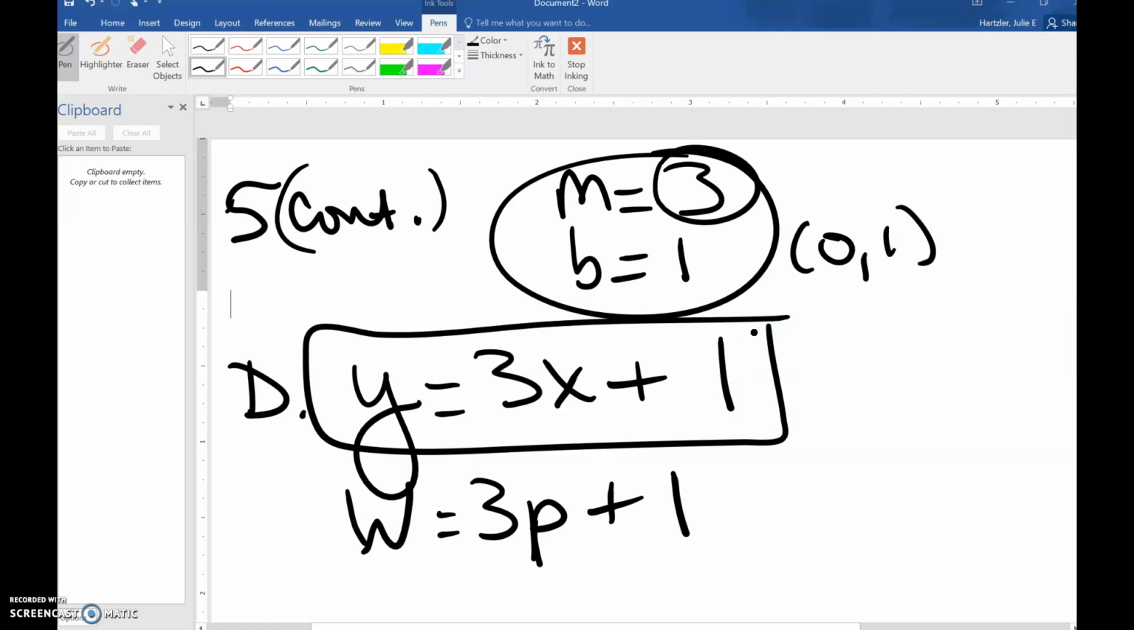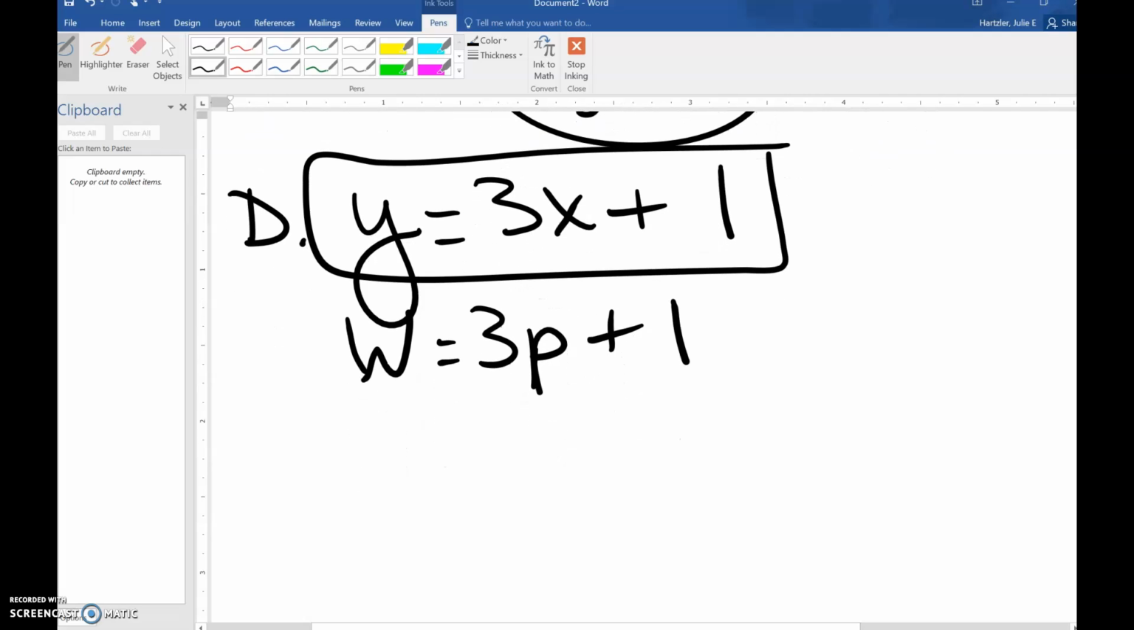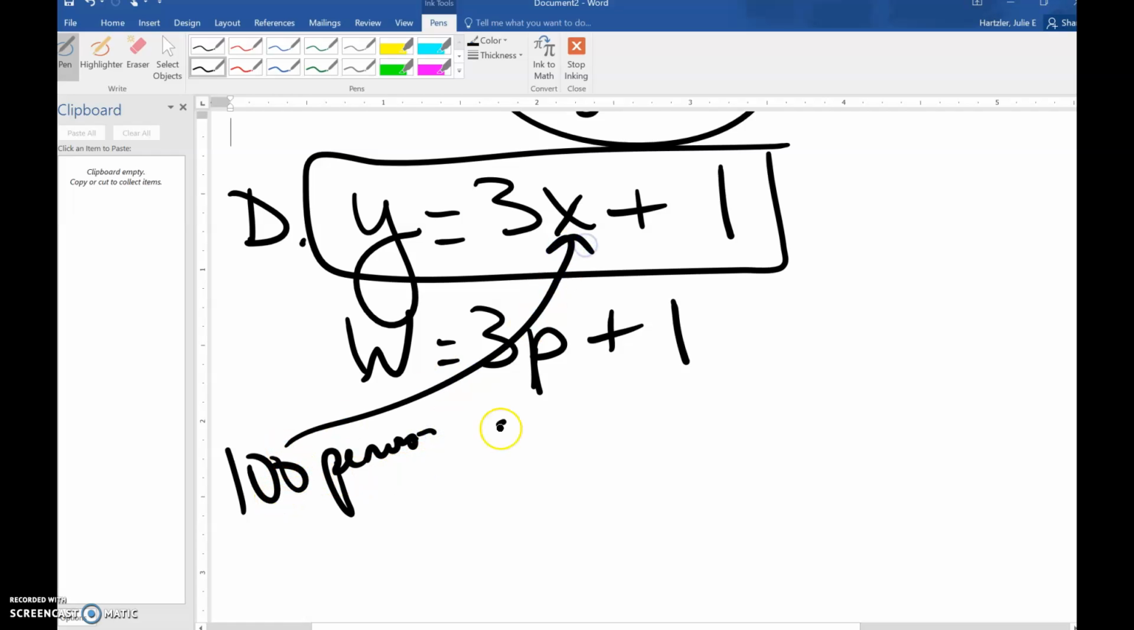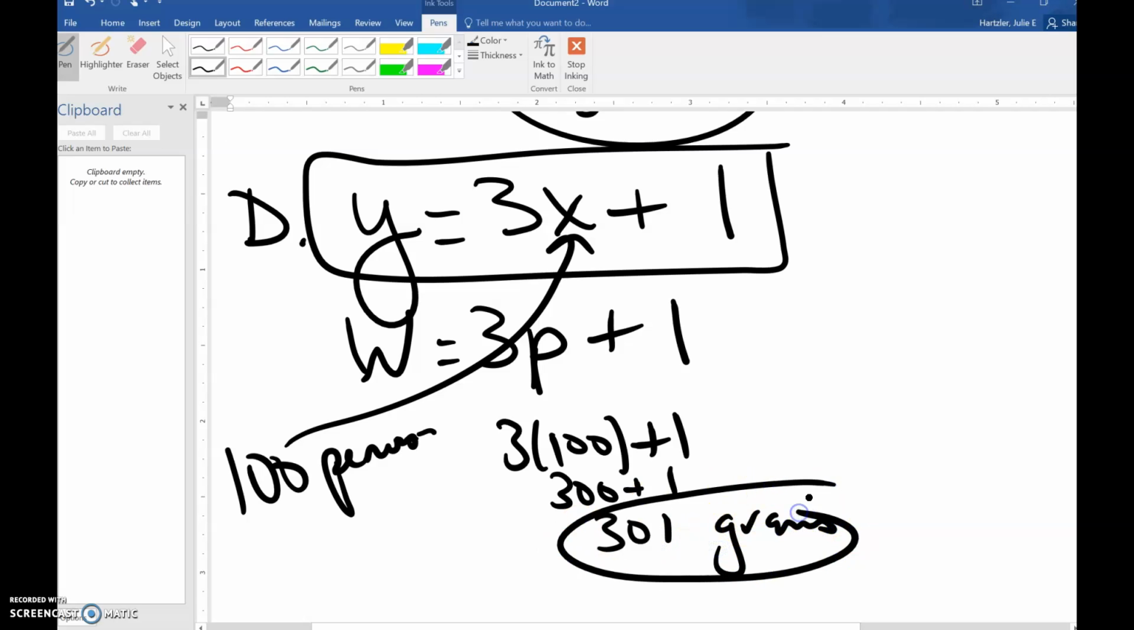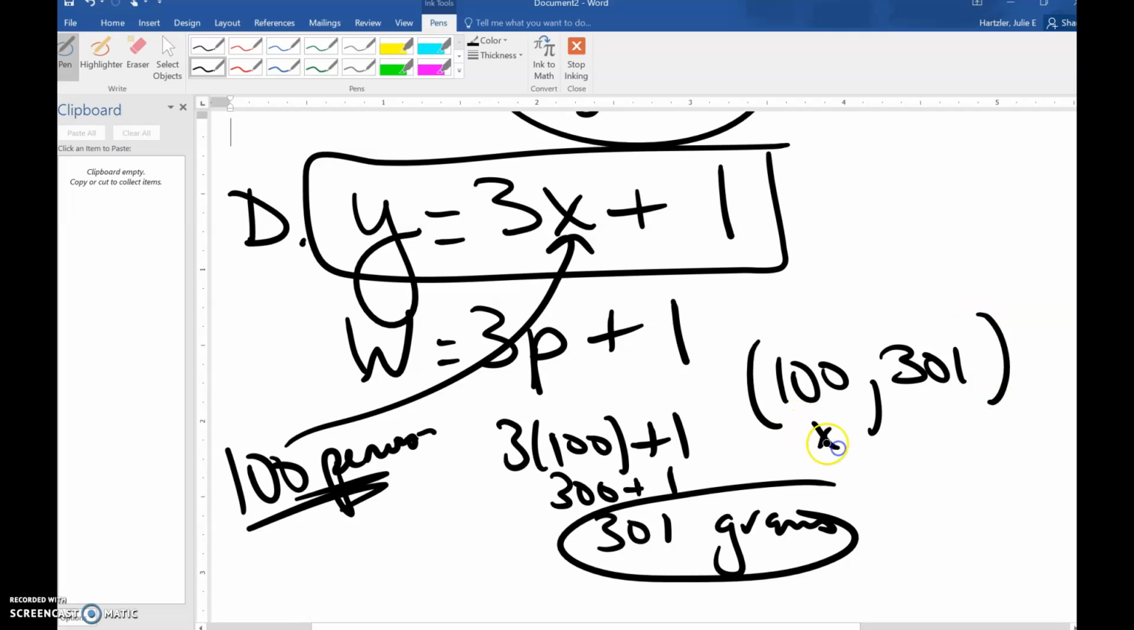So if you look at the next part then, they're going to give you the input because it says, okay, if you have 100 pennies, what would the weight be? So if I shove 100 in for my input, and again, you can just type this in a calculator and hit enter. You don't have to do order of op yourself. But if you did, it's going to be 301, and your output is weight, so that's grams. So this is actually an ordered pair, like 100 for the input gives you an output of that. So your input is always your x, output's y, and in this case our x is pennies, but the output is grams in weight.